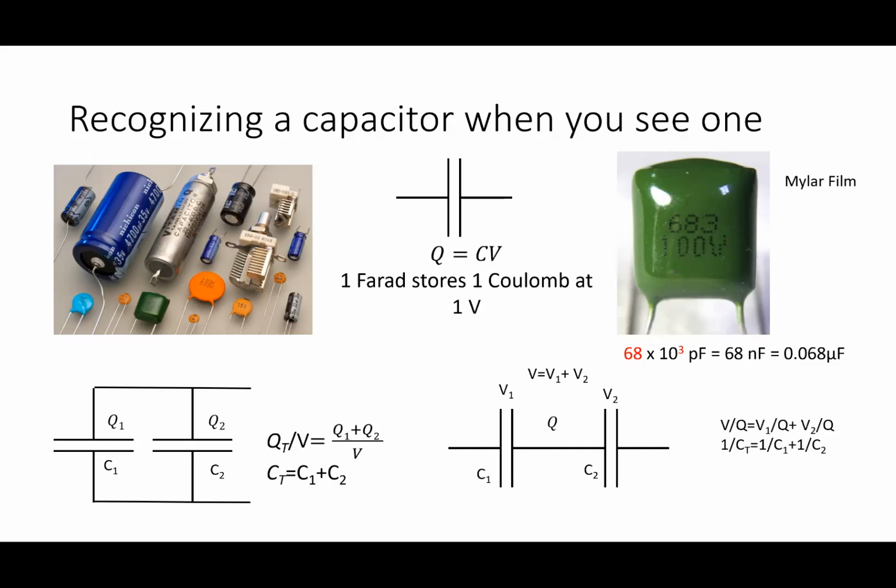And then as you see in the example given here, a more common value of capacitance would be some nanofarads. Below are the rules for adding capacitors in series and parallel. In parallel, the total charge just adds up, so the capacitance is the sum of the individual capacitors. In series, it's a bit more complicated. The total capacitance, 1 over the total capacitance, is 1 over the first capacitance plus 1 over the second capacitance.